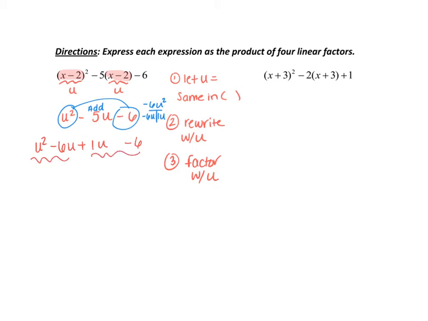Factor by grouping tells me I can group the first two, group the second two, and bring down the sign in the middle. The GCF of the first two terms is u, and I'm left with u minus 6. The GCF of the second two terms is just 1, and I'm left with u minus 6. So u minus 6 times u plus 1. Then the next step is to plug u back in and simplify.